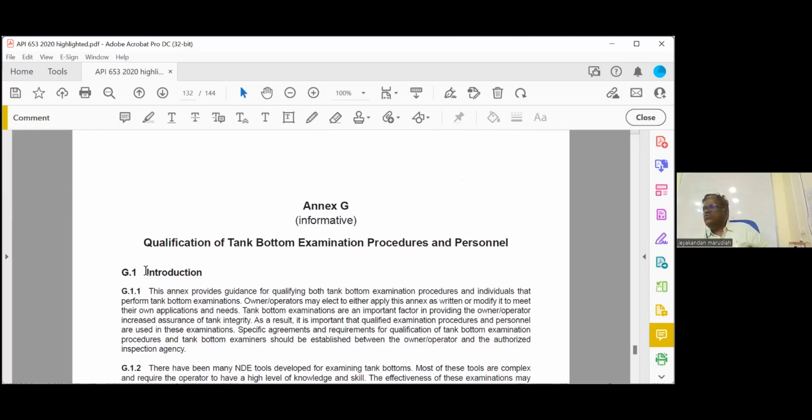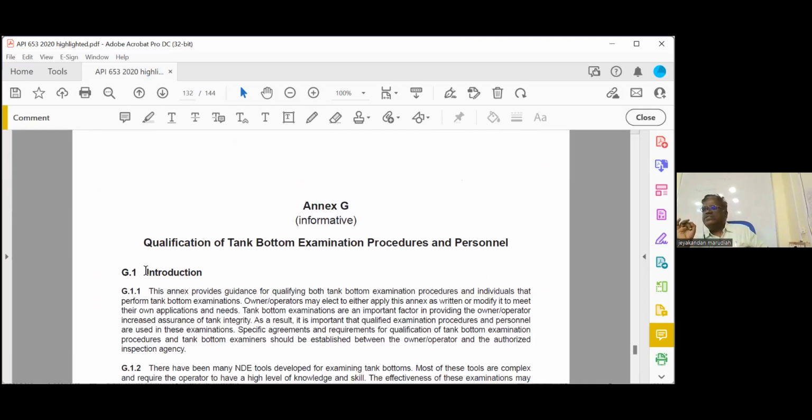Now we will go to Annexure G. Again, there will be 1 or 2 questions from Annexure G. What is Annexure G? How to qualify the MFL personnel for bottom scan. There are 4 important points. First, they should be given training for at least 40 hours. The MFL operator should be given training for at least 40 hours. It is a closed book question.